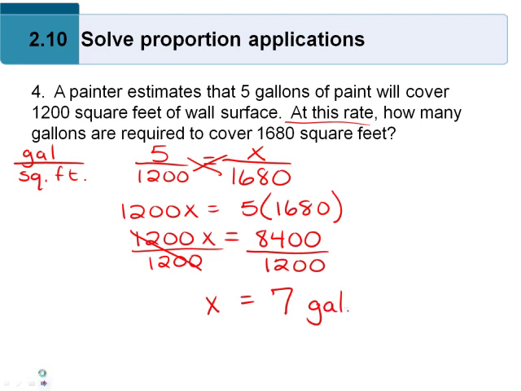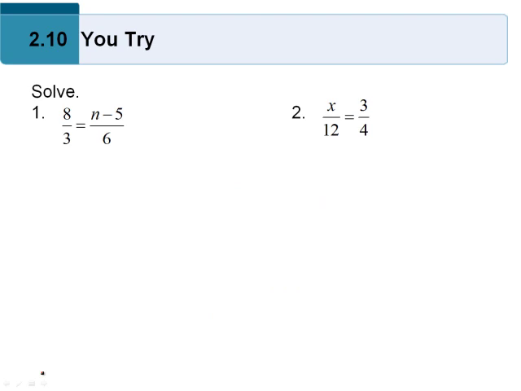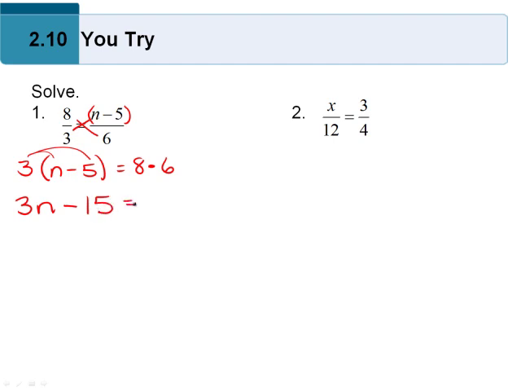So here's some you tries. Pause your video, try these on your own. Number 1, 8 over 3 equals n minus 5 over 6. Make sure you keep that n minus 5 in parentheses. We're going to cross multiply, so 3 times n minus 5 equals 8 times 6. Distribute the 3. That would be 3n, and 3 times negative 5 would be negative 15, equals 8 times 6 is 48.